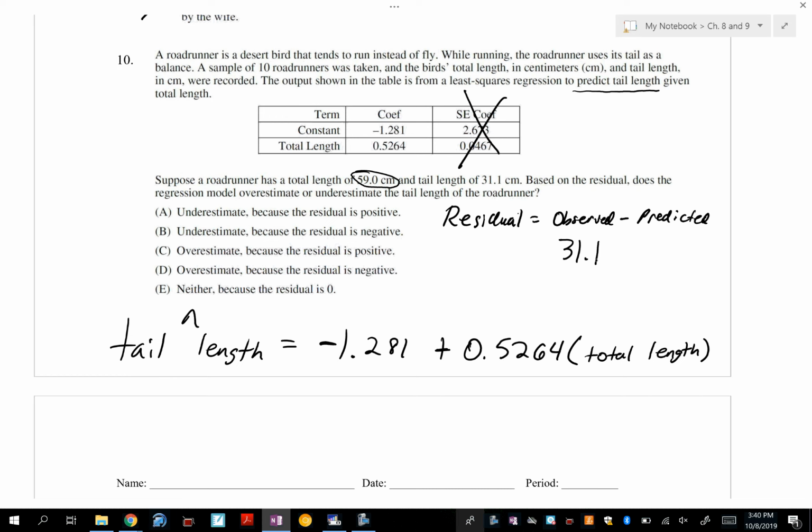If you want to say plug into this equation, that's fine. I just don't want you to think you're plugging that into the model. You're going to plug in the 59 into the model. So this 59, where it says total length of 59 centimeters, that's replacing total length. So you're going to write negative 1.281 plus 0.5264 times 59 centimeters. And if you guys could use your calculator to get that.